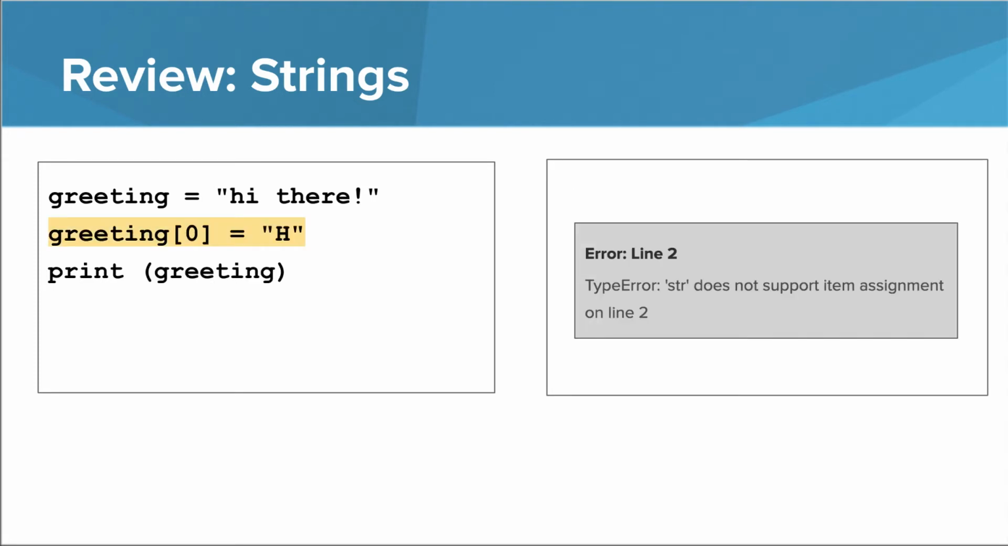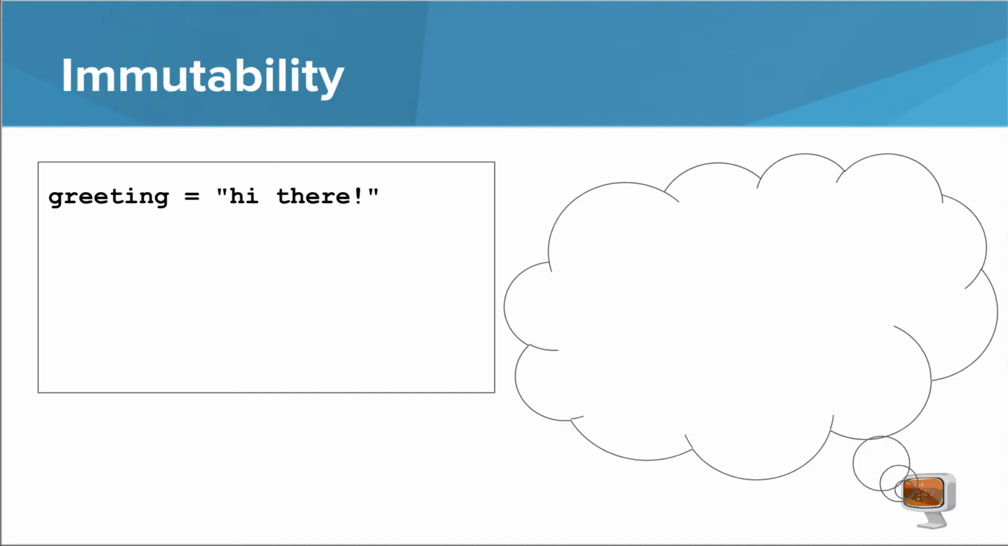You cannot, however, do this assignment in the opposite direction. In other words, you cannot take a string or a letter and assign it to a particular index in another string. In Python, strings have the property of immutability, which means they cannot be mutated or changed.